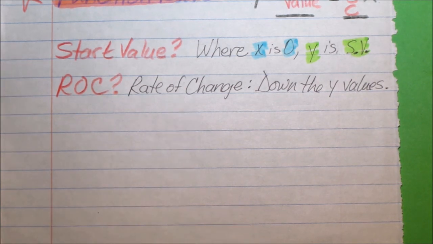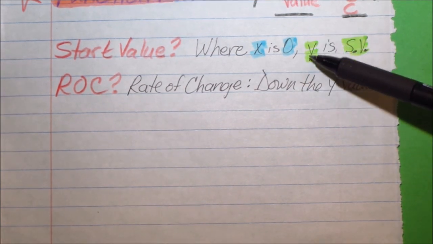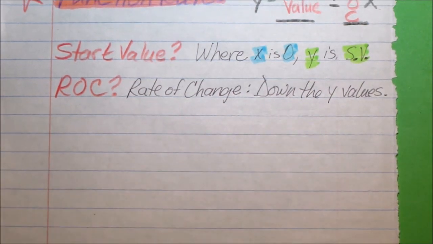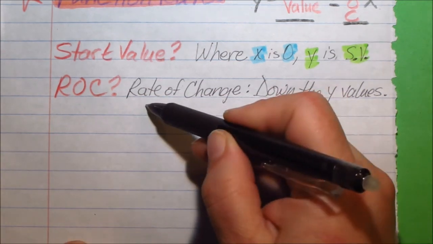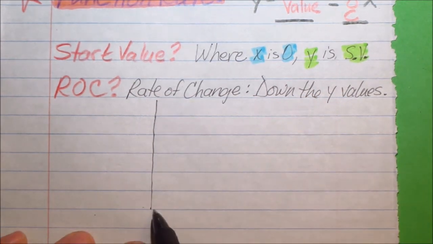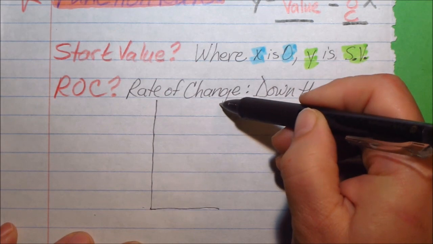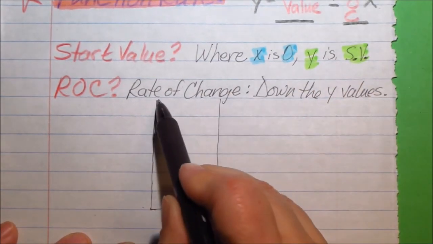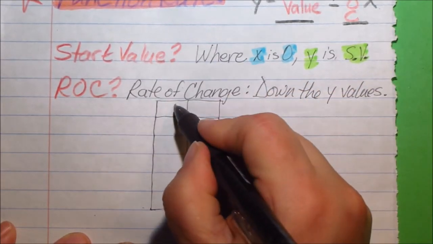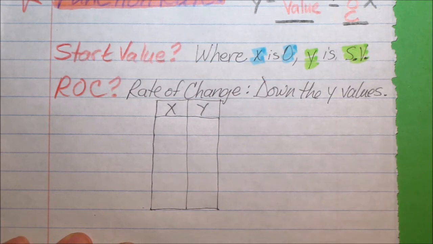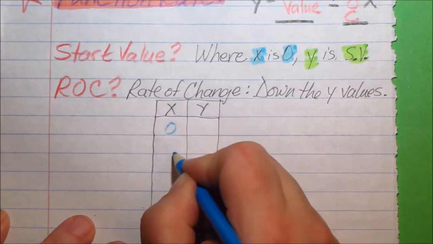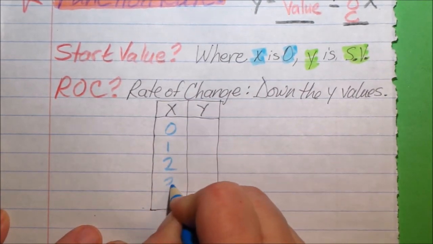All right? So now, I'm going to show you what these look like in a table, your start value and your rate of change in a very simple table. And I'm going to write, let's see, 1, 2, 3, 4, 5, 6 lines, right about in the middle. Okay, so we're going to keep it very simple here, with an x and y.